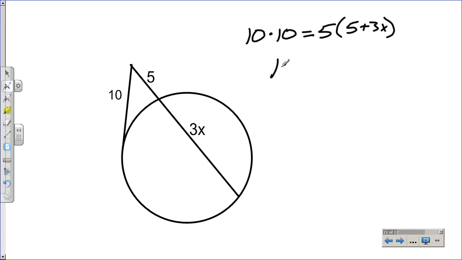10 times 10 is 100. And then 5, distribute it to both of them. 5 times 5 is 25. Plus 5 times 3x is 15x.